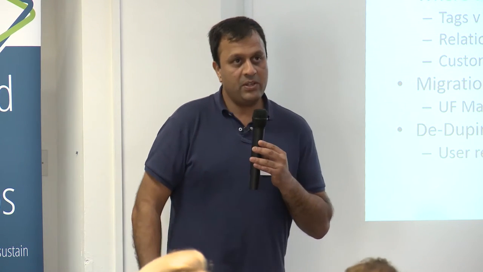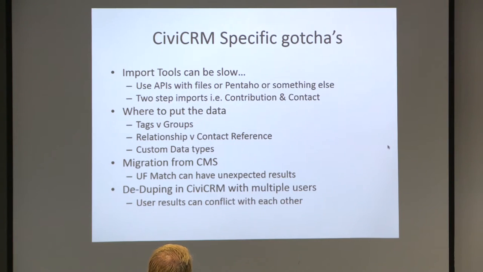So CiviCRM specific gotchas. So the import tools can be slow. I don't know why I put can. Obviously it's are. I think it's are. So again, you know, the tips are use APIs or files or Pinto, something else.